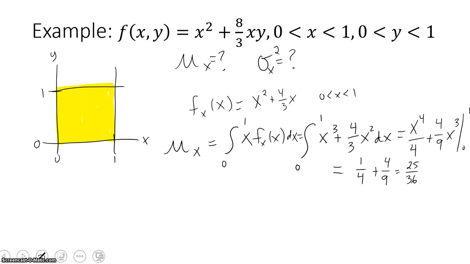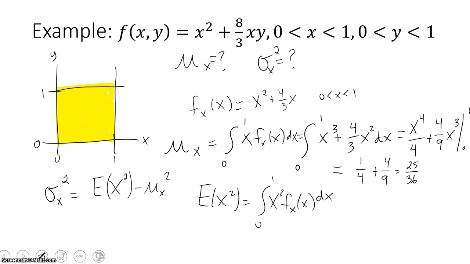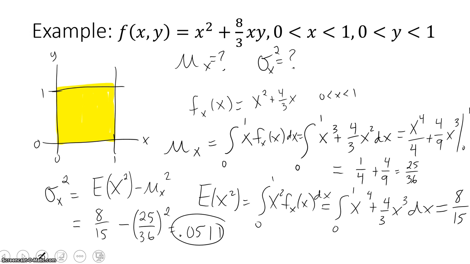I can also find the variance. I'm going to use my shortcut formula. I'm going to find the expected value of x squared and then subtract that mean 25 over 36 that I just found squared. To find the expected value of x squared, I integrate over all the possible values of x squared times the marginal distribution of x, dx, which gives me 8/15. 8/15 minus 25 over 36 squared gives me a variance of that marginal distribution of x of 0.0511.